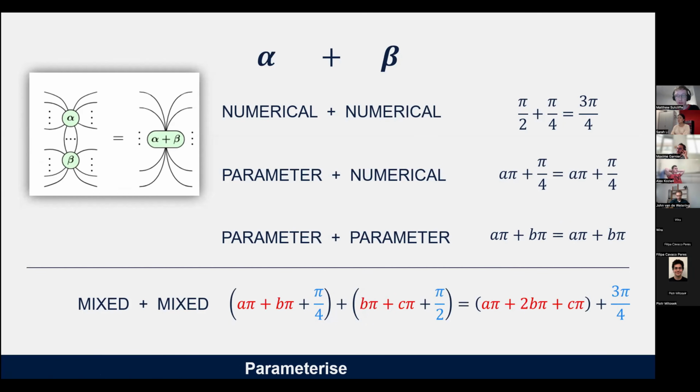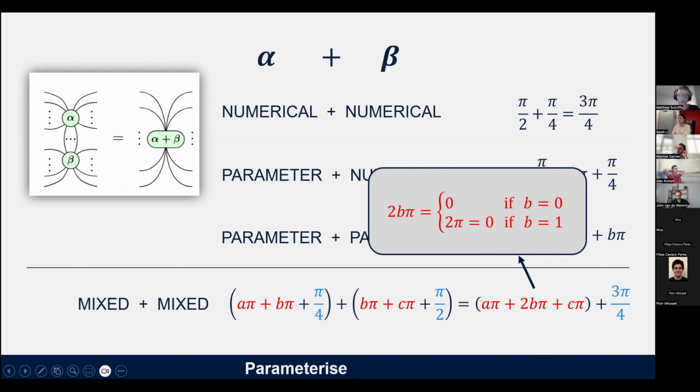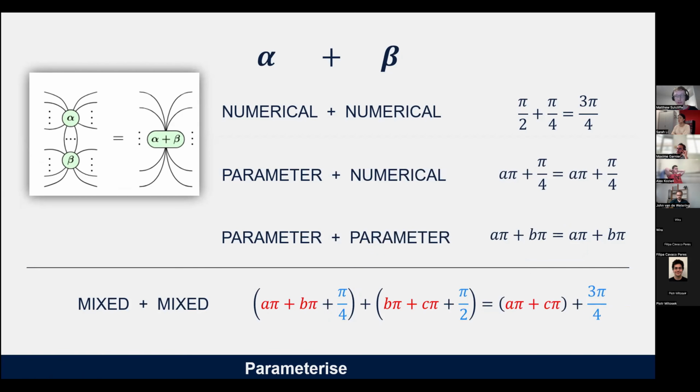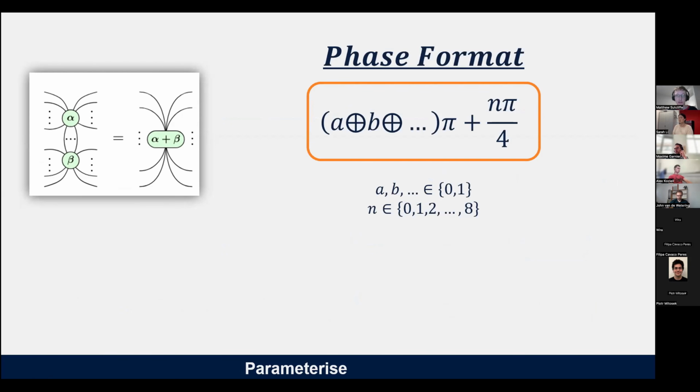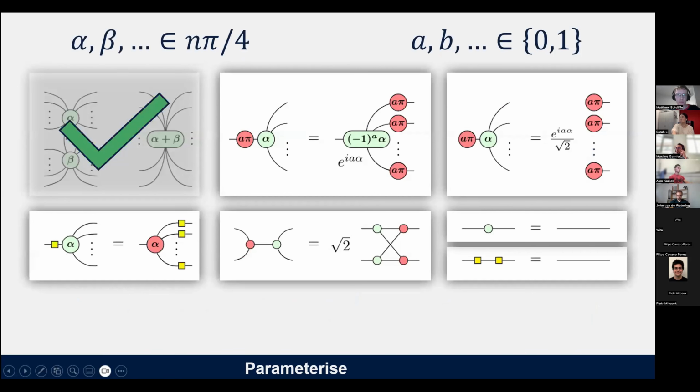And since these parameters are Boolean, if we're adding like ones together, so for instance, here we have b pi in both, we end up with 2b pi. That's going to be 0 regardless of whether b is 1 or 0, because either it's 0 or 2 pi, and 2 pi is 0, which implies that these plus signs are actually XOR strings, which means that every phase we can express in this format. So we have some XOR string of Boolean parameters times pi, plus some Clifford+T constant. Yeah, so the fusion rule, we can generalize that. That's not a problem for us.